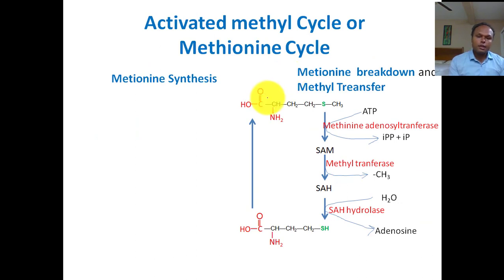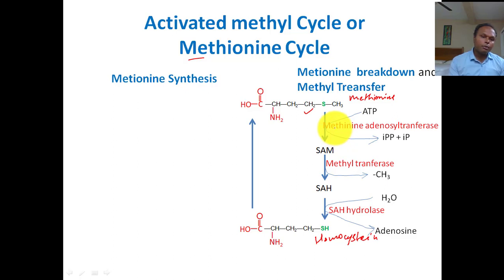Now let's see this reaction. The same thing here, you can see the reaction. Methionine is being converted into a molecule called homocysteine, and this homocysteine will again convert back to methionine. This is one cycle: methionine, homocysteine, and back to methionine. This is called the activated methyl cycle, or methionine cycle.